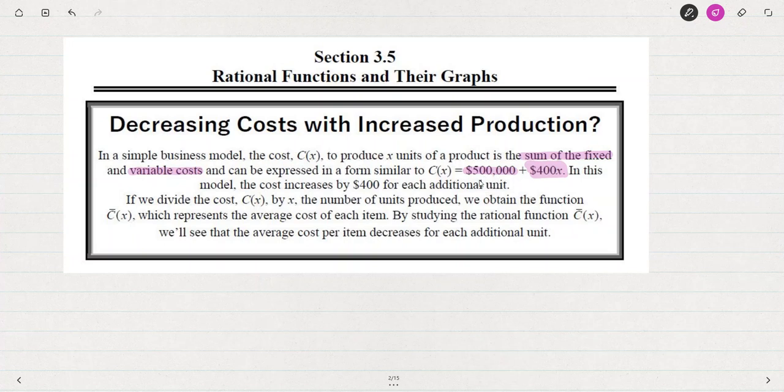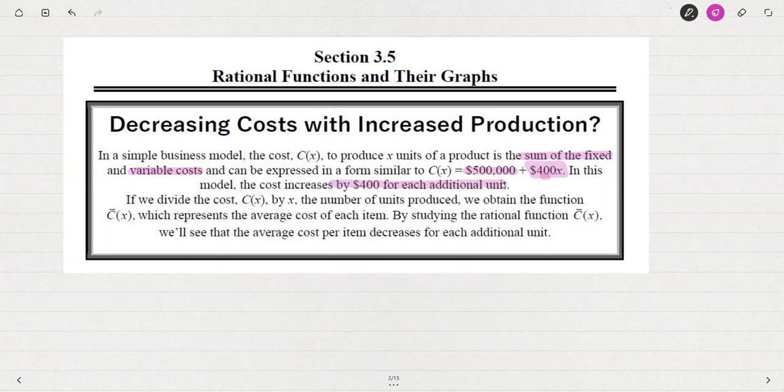You might think of it like this. You pay $500,000 for a factory, and that's the fixed cost. It doesn't matter how much you produce or don't produce, you've paid $500,000. And then the materials and labor for each item might be $400 a piece. So then if you made one item, it would cost $500,000 plus $400. If you made two items, it'd be $500,000 plus $800, and so on. But the cost increases by $400 for each additional unit.